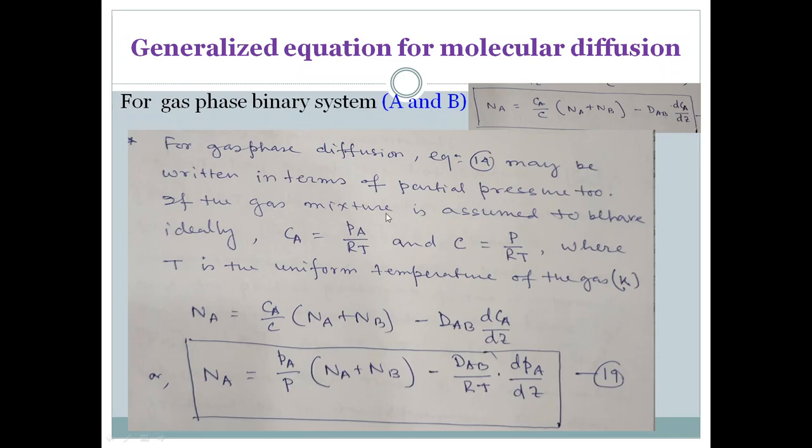Now for the gas phase, Ca will be Pa by RT and total concentration C will be P by RT. So Ca equals Pa by RT, C equals P by RT, RT will be cancelled out. So Pa by P times (Na plus Nb), and dCa equals dPa by RT. So then, in terms of partial pressure, the expression will be this.